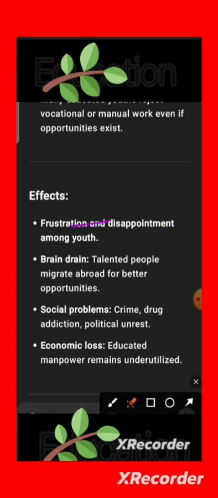Effect: frustration and disappointment among youth, brain drain, talented people migrate abroad for better opportunities, social problems, crime, drug addiction, political unrest, economic loss, educated manpower remain underutilized.